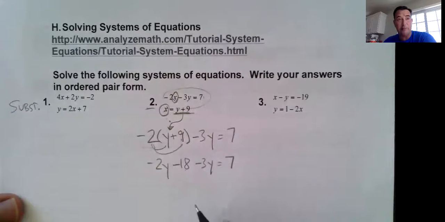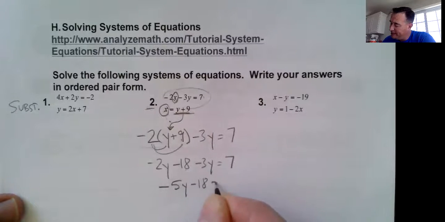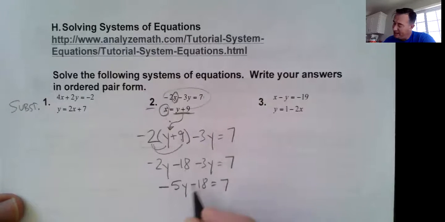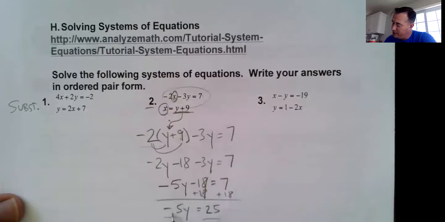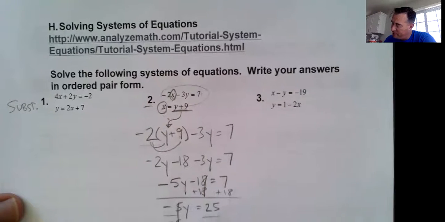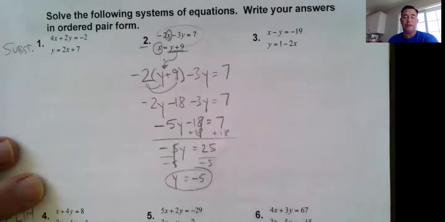I'm then going to combine my like terms, -2y and -3y, and we're going to get -5y minus 18 is equal to 7. I've got to get that 18 over to the other side by adding it. The negative and the positive cancel out, and I'm going to get -5y is equal to 25. And then if I divide both sides by that -5 to cancel it out, I'm going to get that y is equal to -5.